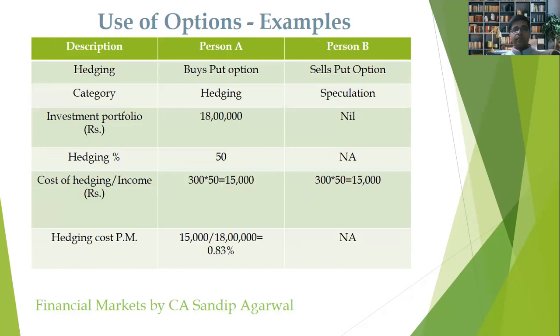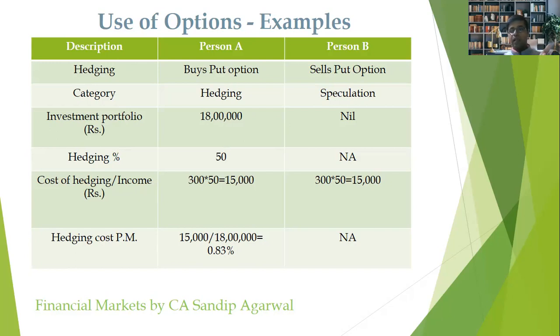Now, if we continue that example, just see, person A had an investment portfolio of 18 lakh rupees. He is expecting the market to be bearish. He has hedged his portfolio by buying a put option. Now I have specified a hedging percentage as 50. Why have I specified 50? Because Nifty futures is trading at 18,000. One lot of Nifty option is equal to 50 quantity. So 50 multiplied by 18,000 turns to 9 lakh rupees. Now he has a portfolio of 18 lakh rupees and he has bought a put option of one lot only.